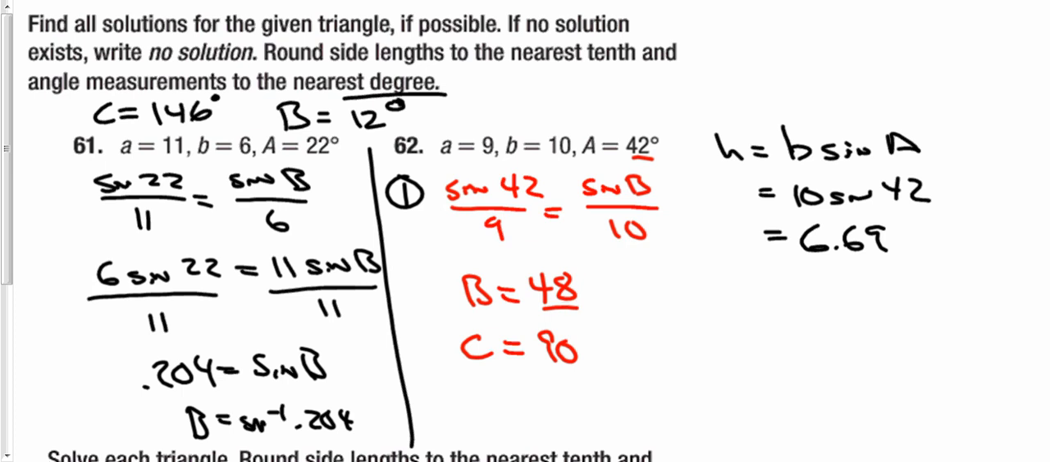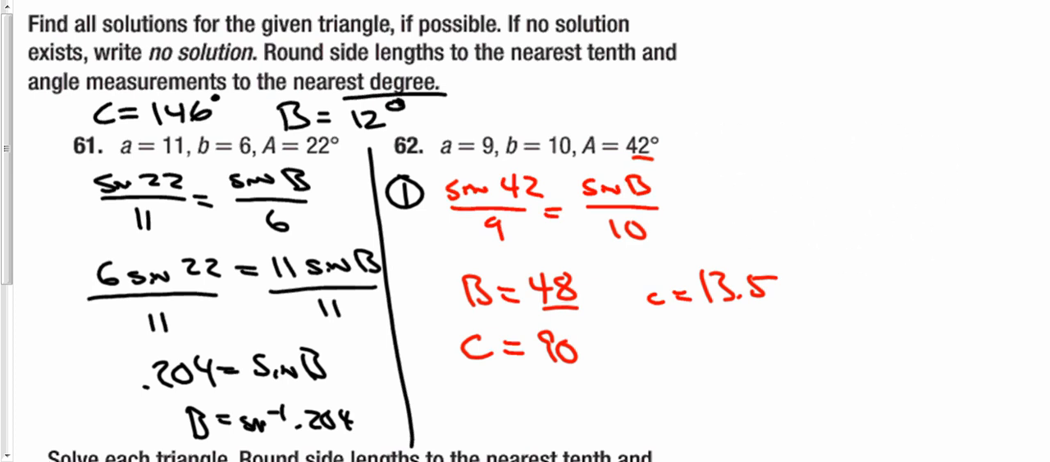Setting up another ratio, sine of 42 over 9 is equal to the sine of 90 over c, gives me that little c, the side, is going to equal 13.5. Now, we have to do this over again because, like I said, there are two solutions. So in blue over here is my second solution. Sine of 42 over 9 is still our ratio.